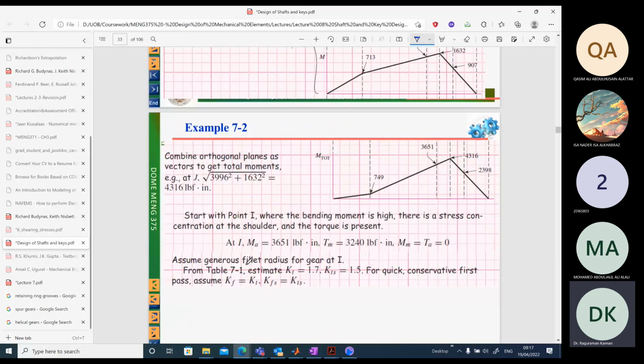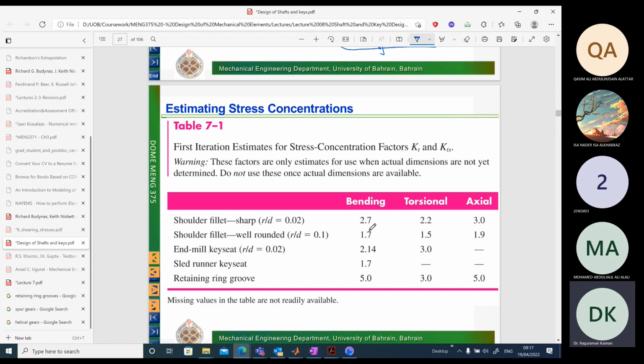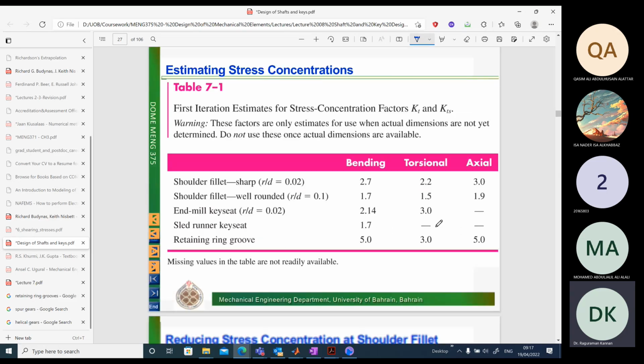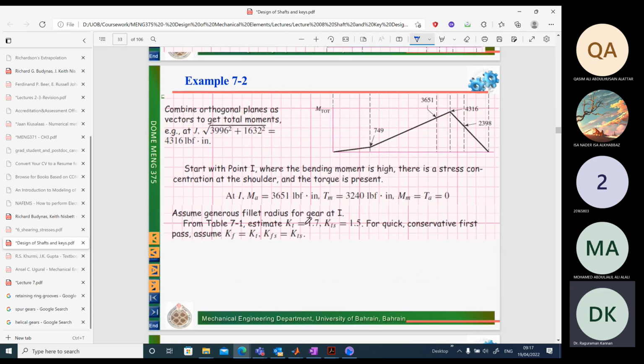So let's go back here. KT and KTS values are extracted as 1.7 and 1.5, so they have not taken the worst case scenario. They are assuming well-rounded shoulder fillets. How about Q and QS? Since we cannot estimate Q and QS without the radius, we are going to take the worst case scenario where Q and QS are 1, and KF and KFS assume the maximum values of KT and KTS. So this is the worst case scenario. Again, we have these values.